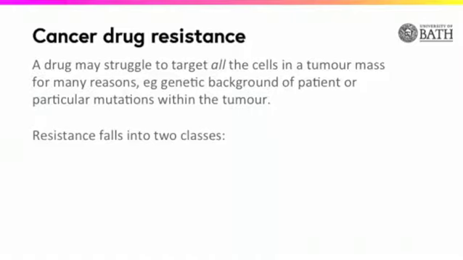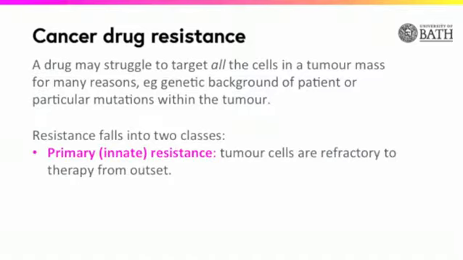Now we get on to the meat of the lecture, which is how cancer drug resistance arises. Now, drug resistance can arise because a drug might struggle to target all the cells in a tumor, and that can occur for a variety of reasons, and that includes the genetic background of the patient or because the tumor itself harbors particular mutations that make it difficult to treat.